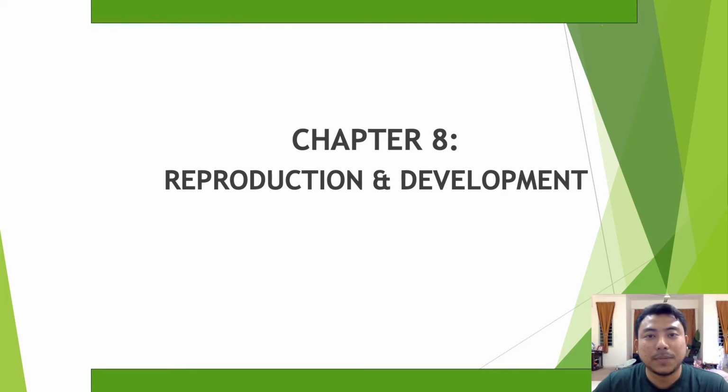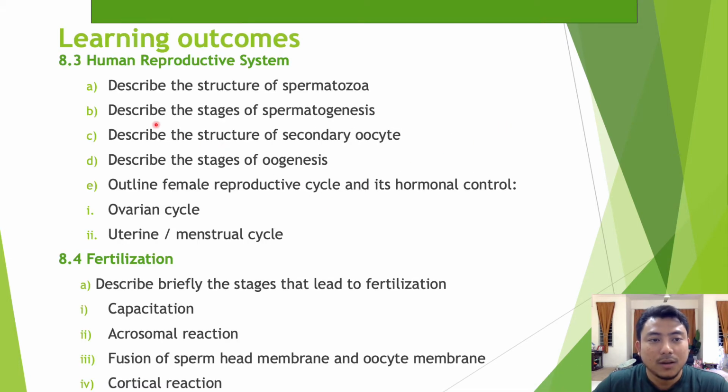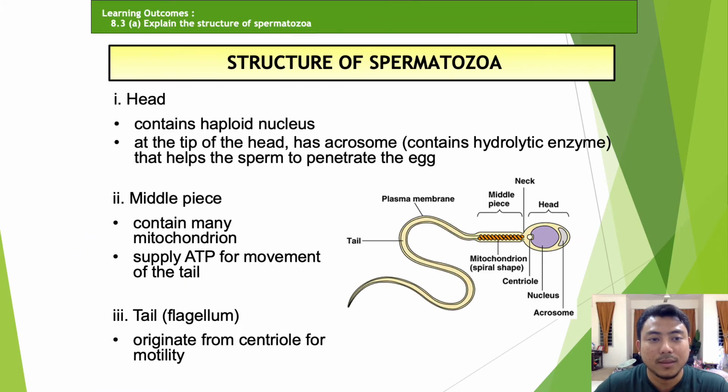Okay, so this is part 2 of chapter 8 for reproduction and development. For this video, we're going to learn about 8.3, the human reproductive system. In the first video, we discussed asexual reproduction and sexual reproduction, and also reproduction in plants, until the part where we discussed double fertilization and so on. For this part, we're going to discuss the human reproductive system, which is 8.3. First we're going to look at the structure of spermatozoa.